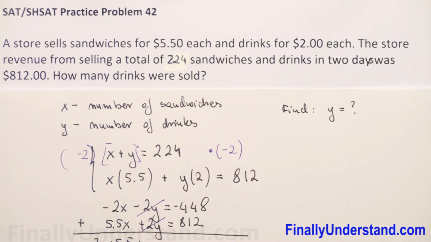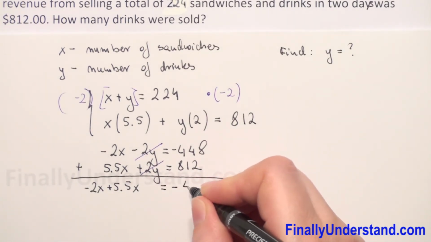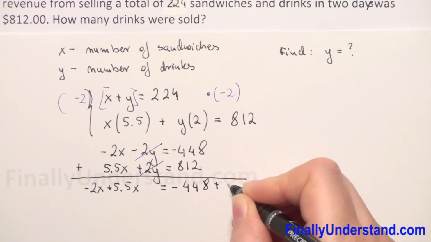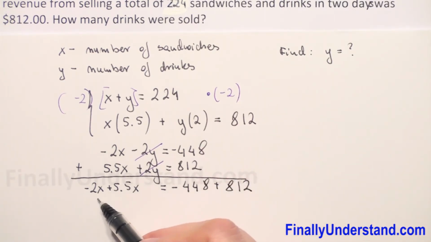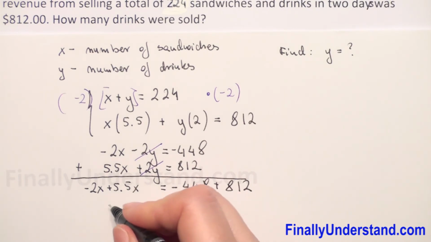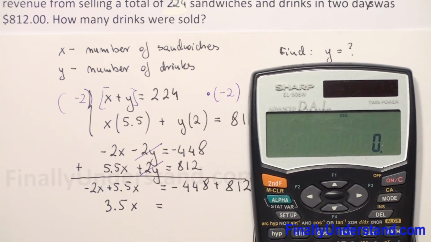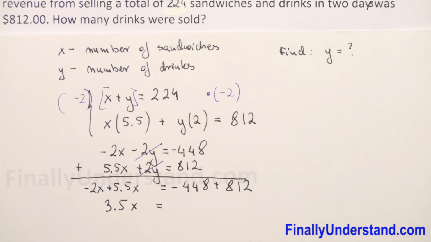So now we have that this is equal -448 plus 812. -2x plus 5.5x, like terms we have, we copy x. 5.5 minus 2 is 3.5. And this is equal, we have 812 minus 448. This is equal 364.